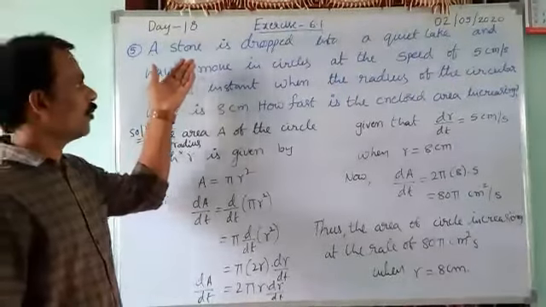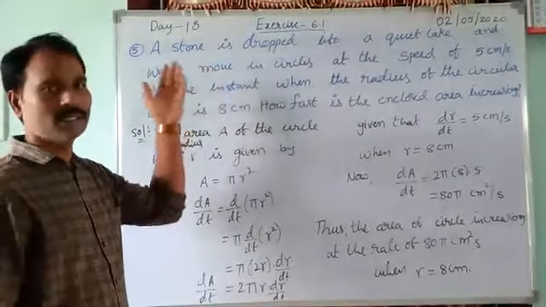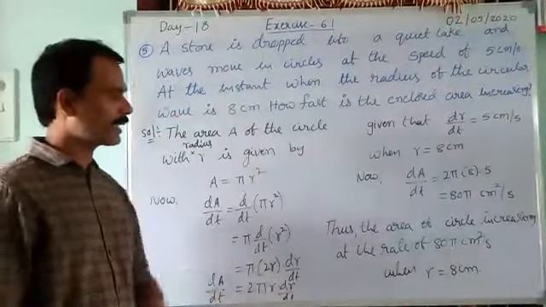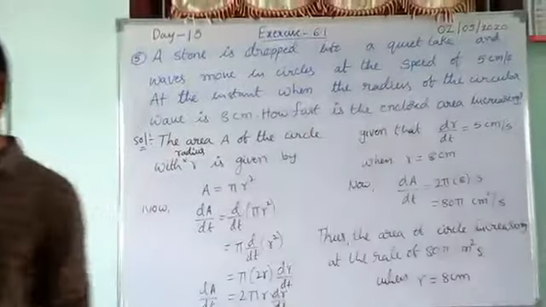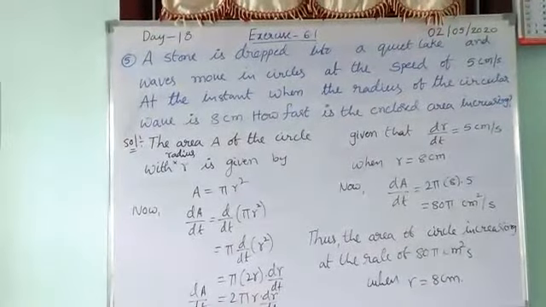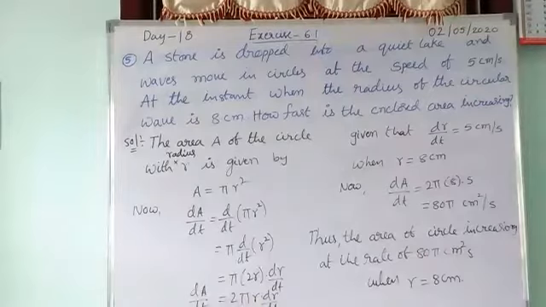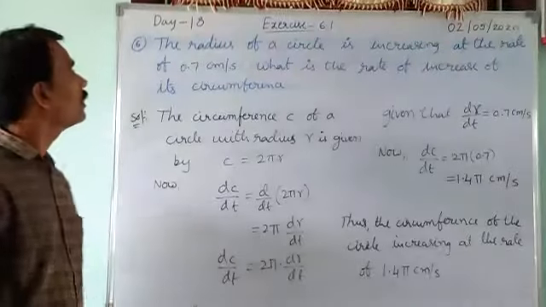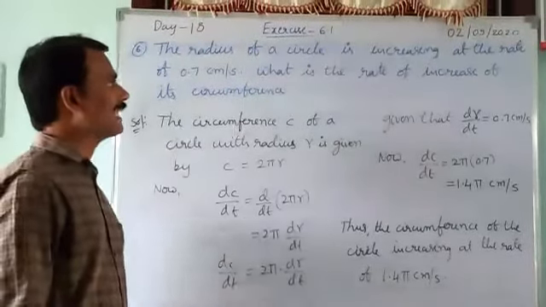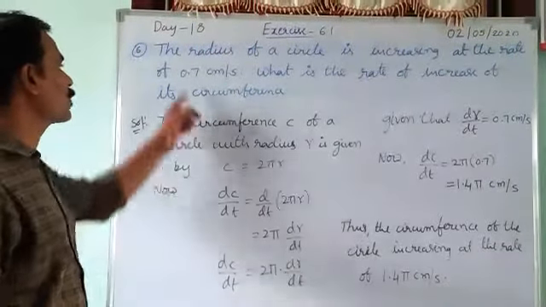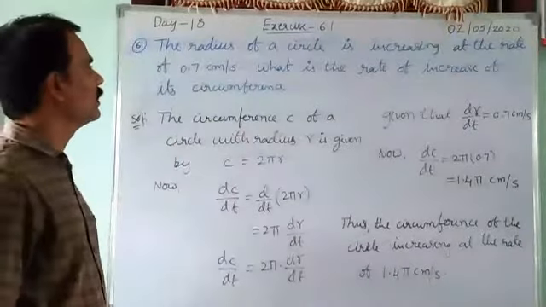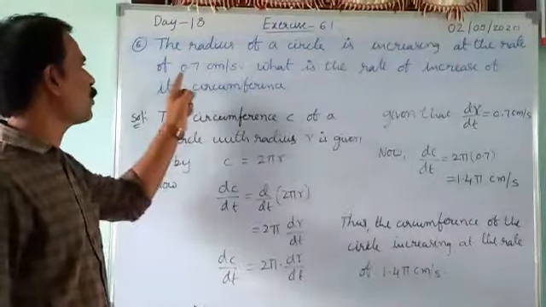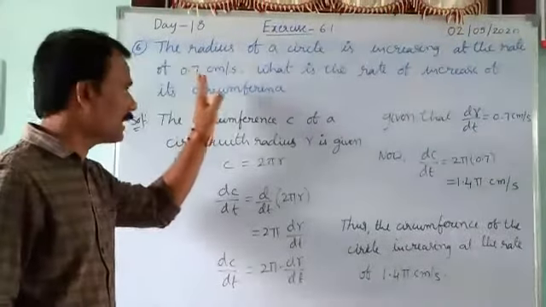From the question, what type of object is there in that? It is a cube or circle or anything, just identify it, and calculate this problem. The radius of a circle is increasing at the rate of 0.7 centimeter per second, which means dr by dt.